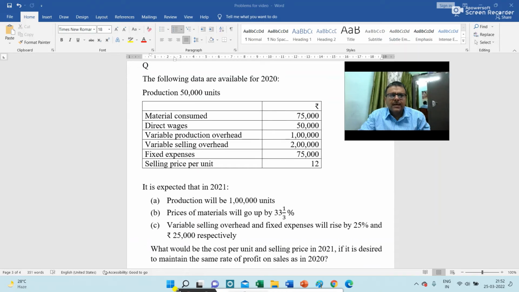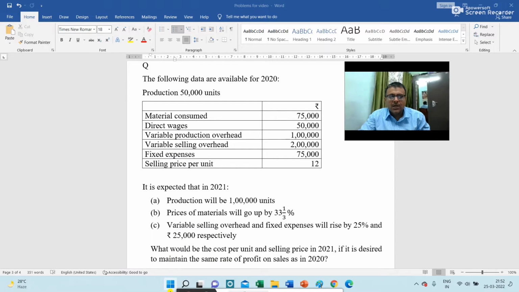The following data are available for 2020. Production 50,000 units, material consumed 75,000. Direct wages 50,000, variable production overhead 1 lakh, variable selling overhead 2 lakh, fixed expenses 75,000, selling price per unit rupees 12. It is expected that in 2021 production will be 1 lakh units.